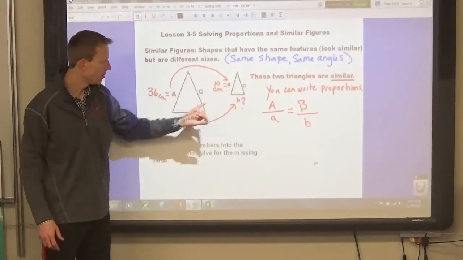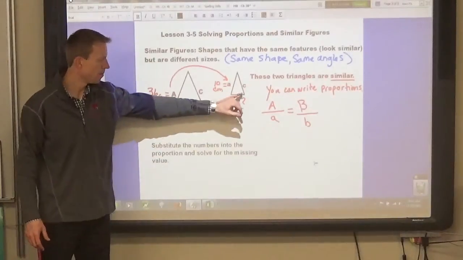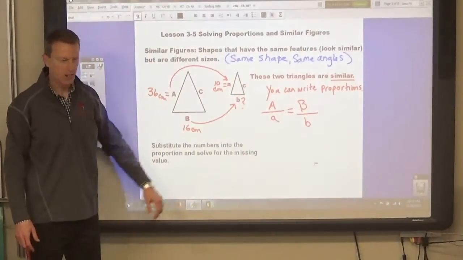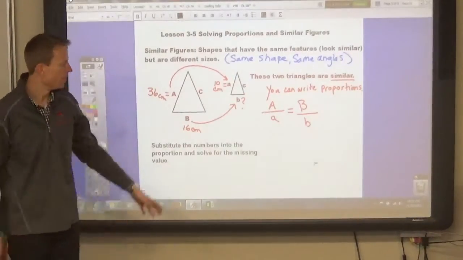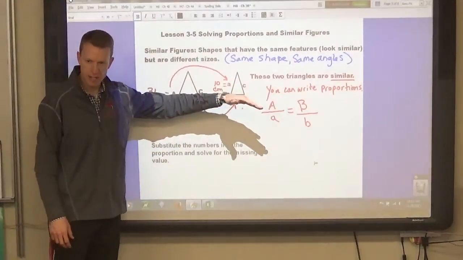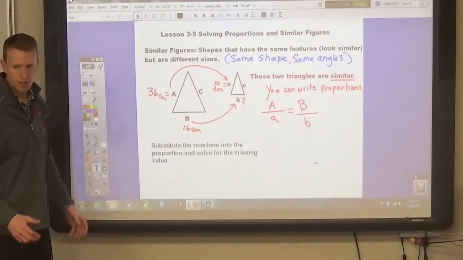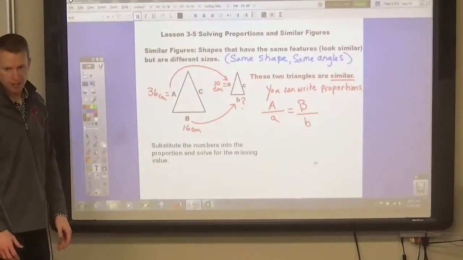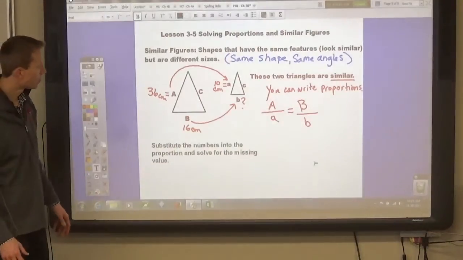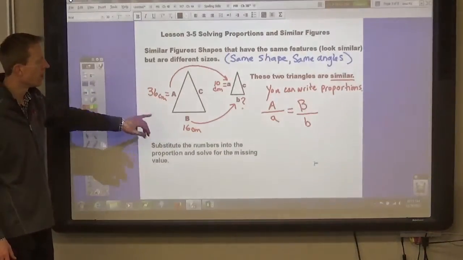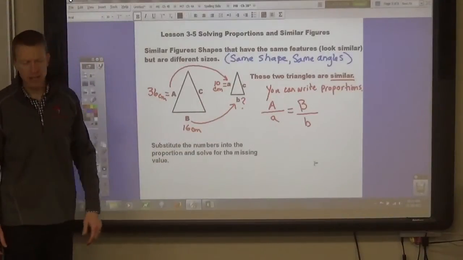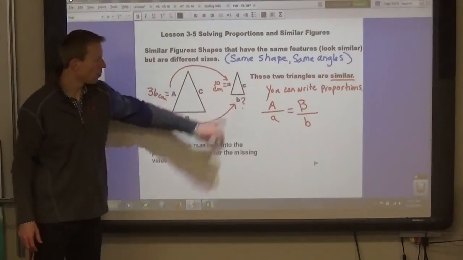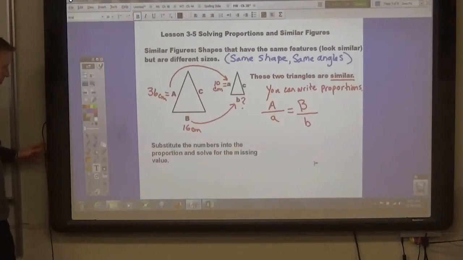These angles are the same, and they're the exact same shape. Now they might not be configured the exact same way. This triangle might be tilted down, and so then you have to figure out which sides are corresponding. But when you know that they're similar, then they are what's called proportional, meaning that the sides correspond with each other. And then you can write a proportion.